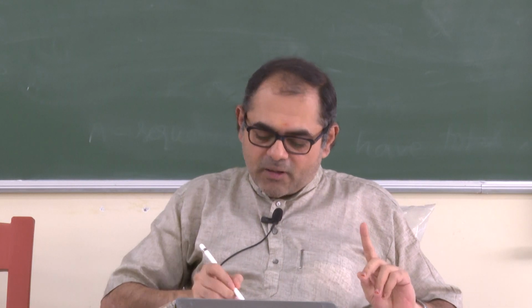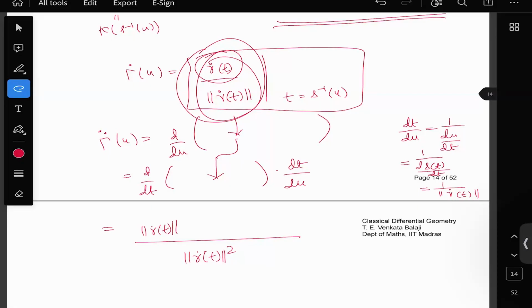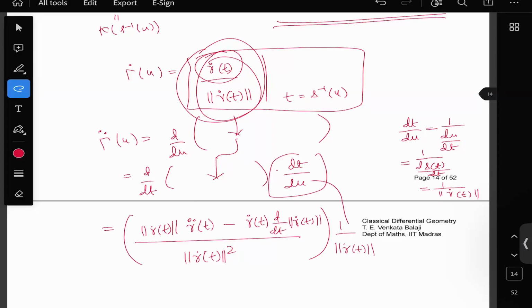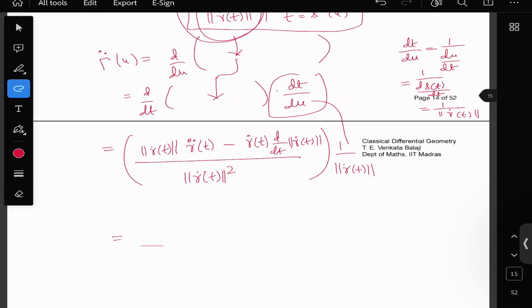So you see, you have norm gamma dot, and the numerator, I will get d by dt of gamma dot, I will get gamma double dot of t, minus numerator constant, derivative of the denominator. And then outside there is this guy, which is going to give me a 1 by norm gamma dot of t. So the moral of the story is that I will get norm gamma dot of t cubed. And here I am going to get this term.